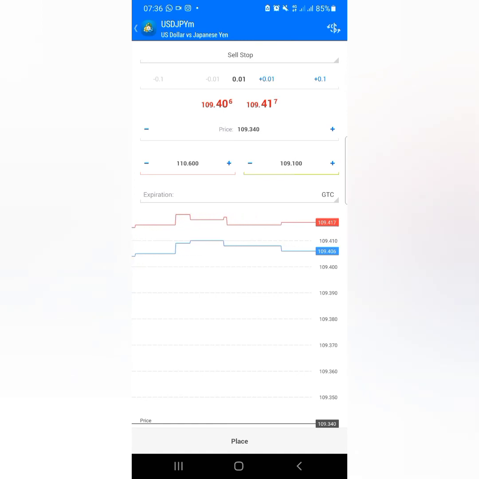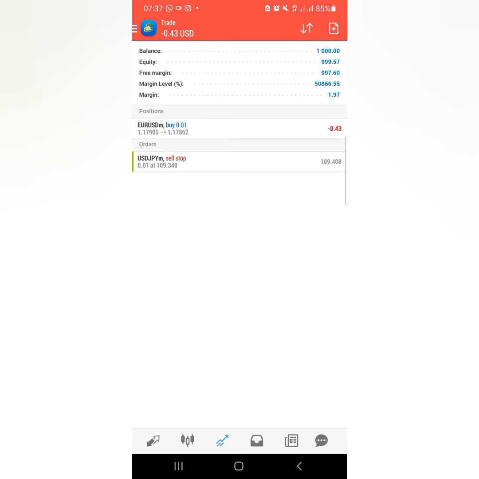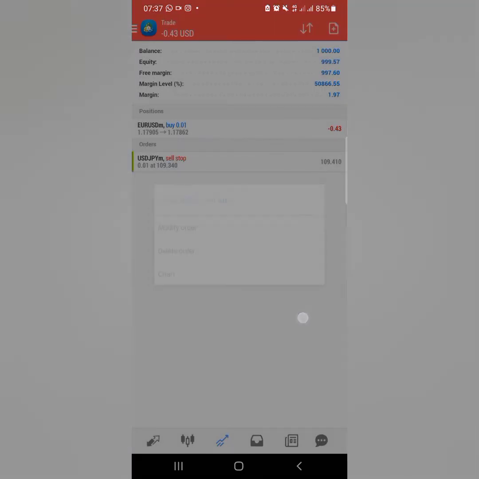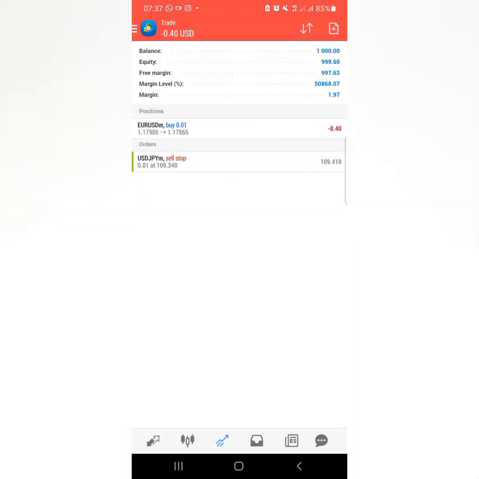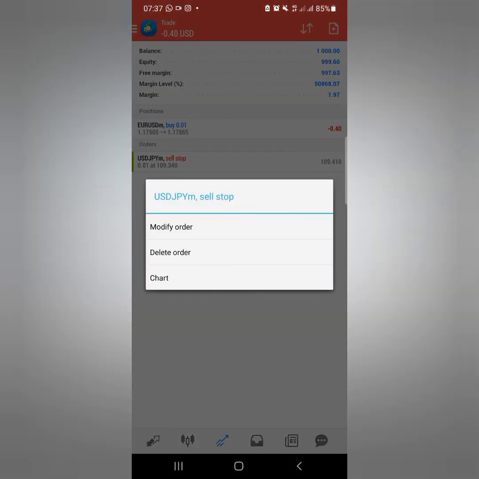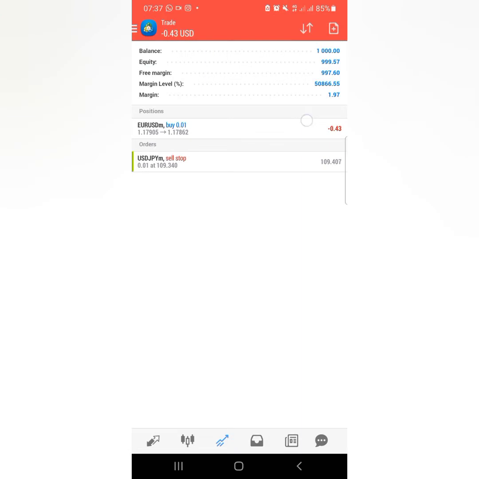Sell stop price is higher than the price at which I'm selling the commodity. So I'm going to click on place order, right? You can see the sell stop order has not been executed because I'm waiting for a particular price. When the commodity hits that particular price, it's going to take a sell order from me, and it's going to look something like this.